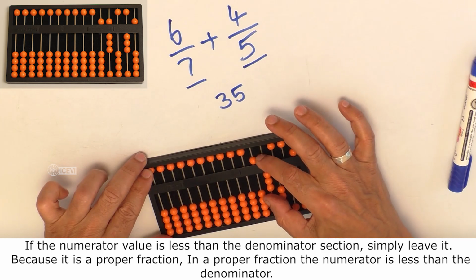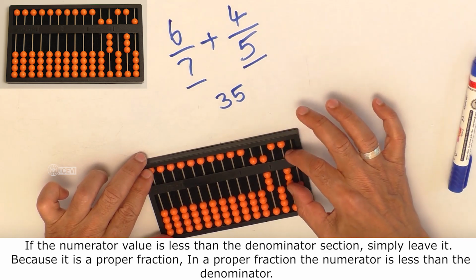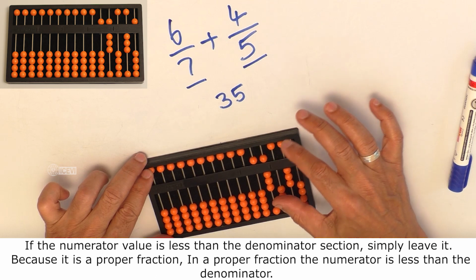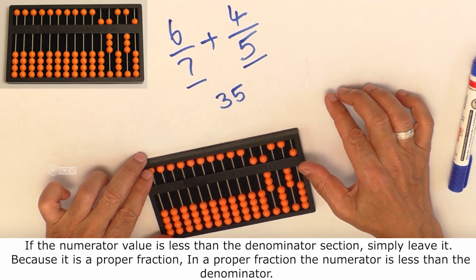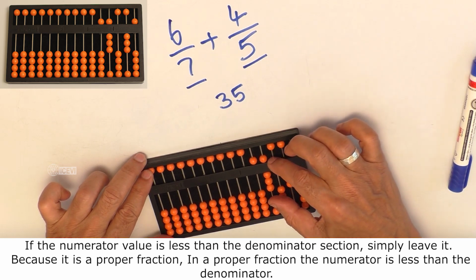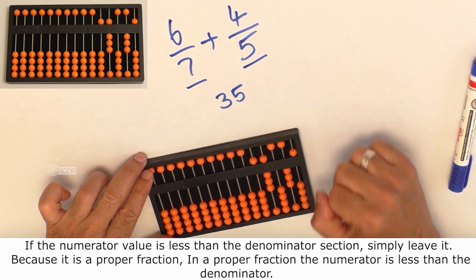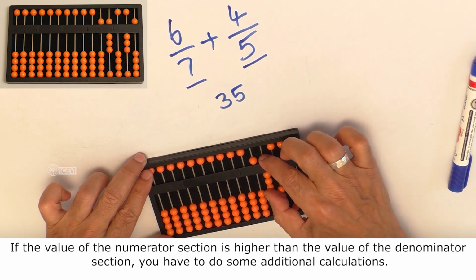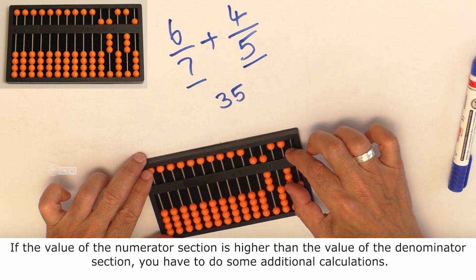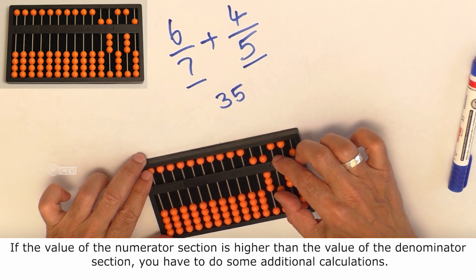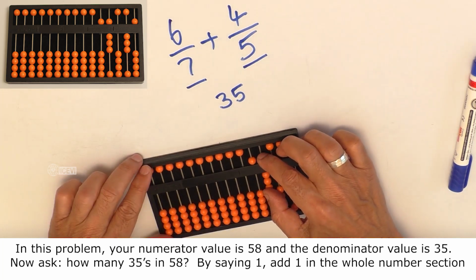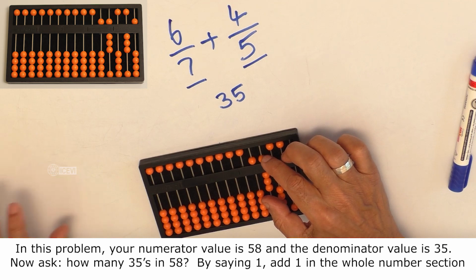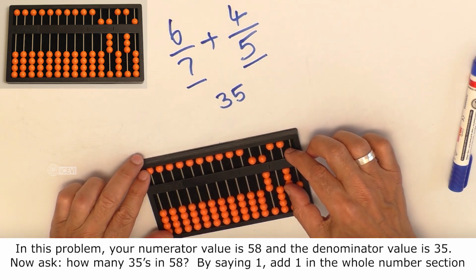If the numerator value is less than that of the denominator, simply leave it because it is a proper fraction. In a proper fraction, the numerator is less than the denominator. If the value of the numerator section is higher than the value of the denominator section, you have to do some additional calculations. In this problem, your numerator value is 58 and the denominator value is 35.